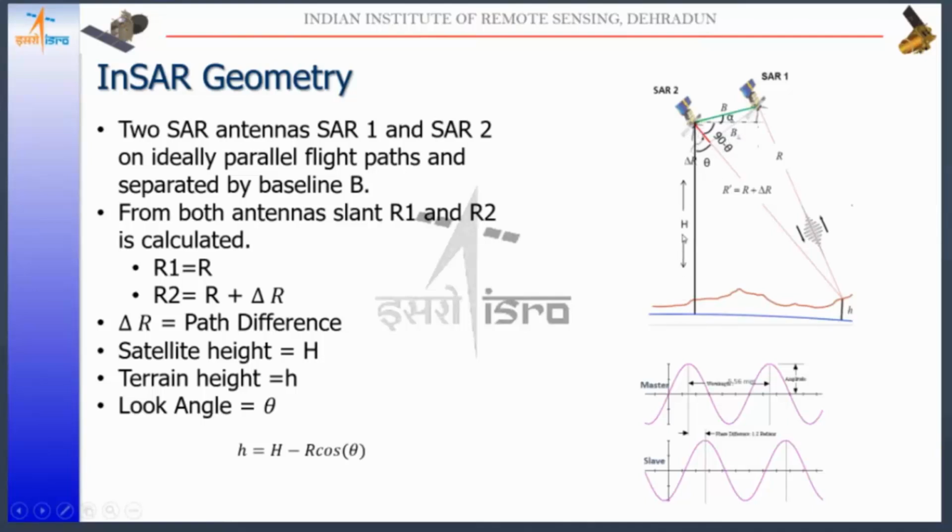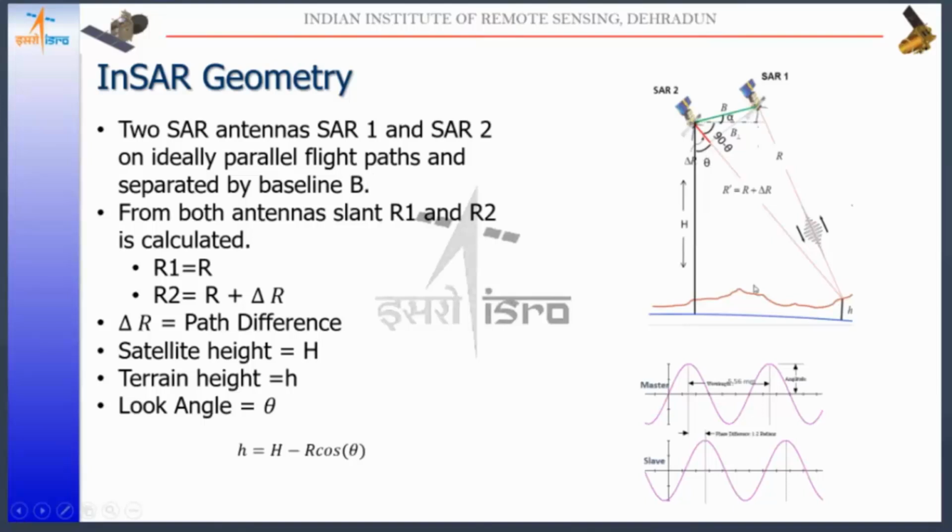This is the height of the sensor, H, and if this is the terrain, then this is the height of the terrain from the mean sea level or the ellipsoid. This delta R is called the path difference. So the satellite height is H, the terrain height is small h, and this is the look angle: the angle R makes with the nadir line is called the look angle.